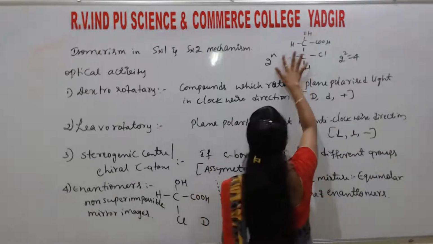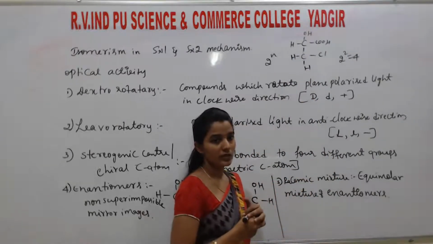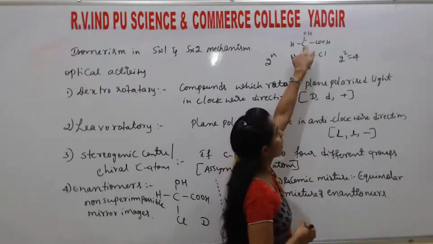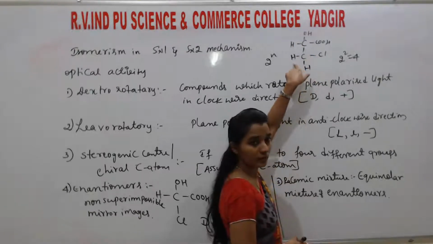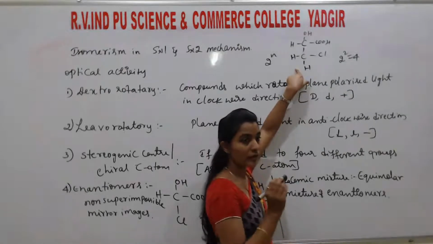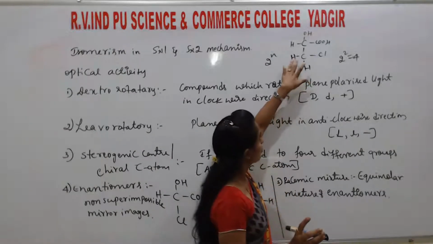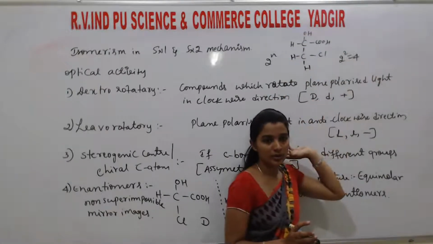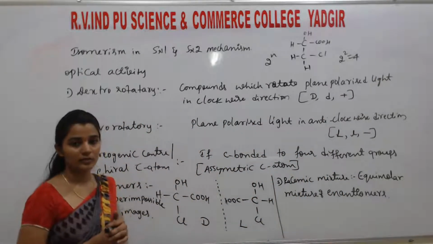Understand? If instead of this, H is here, compare: this one is completely a chiral carbon atom with different groups. But here, these two are the same. This is not asymmetric, this is symmetric. Understand? We want all four to be different. Here two hydrogens are there, so only one chiral atom. This is 2 to the power of 1, meaning only two isomers.